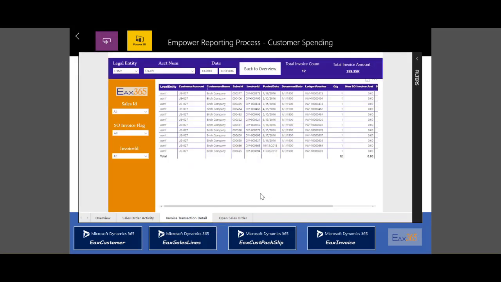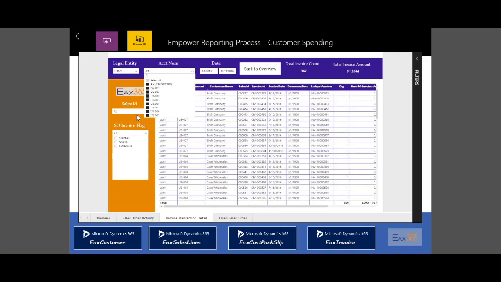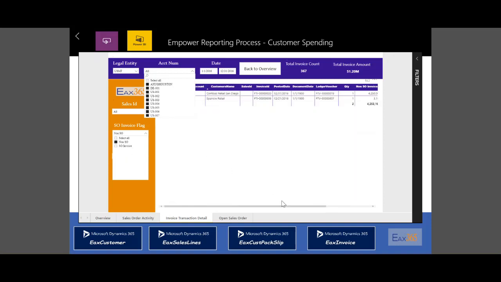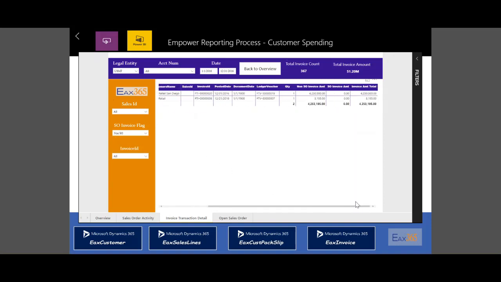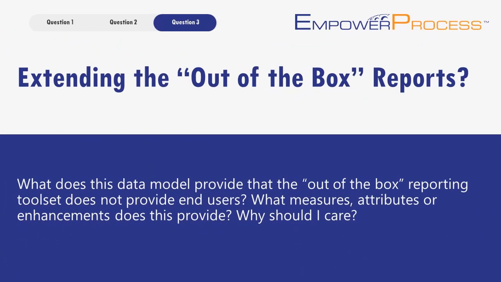If I go to the next tab here, you can see I've got purely invoice information, so I can see all the invoice information for sales order and non-sales order. I also can look up purely by an invoice, and the items in orange there are filters just for that tab, not for the entire report.